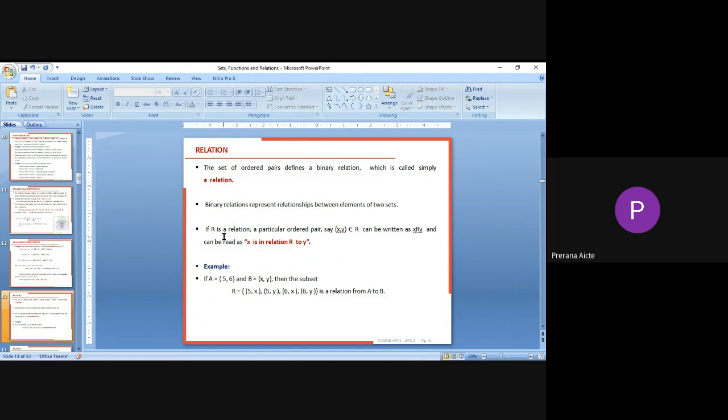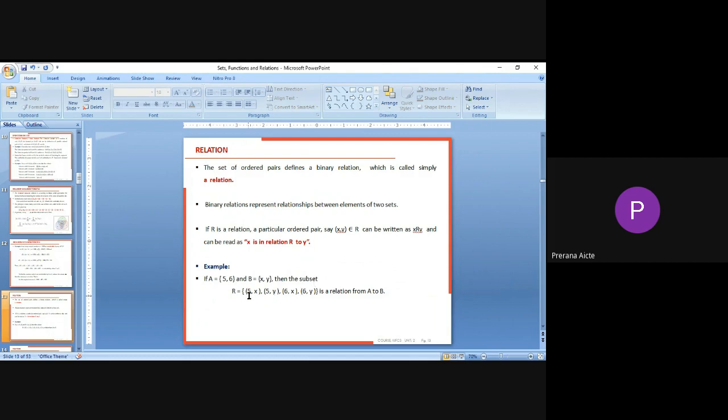If R is a relation, a particular ordered pair, say xy belongs to R, can be written as x related with y, and can be read as x is in relation R to y. So if we consider the ordered pair from that relation, we can represent the relation between the two elements, x related with y. Let us see an example: A equals 5, 6 and B equals x, y.